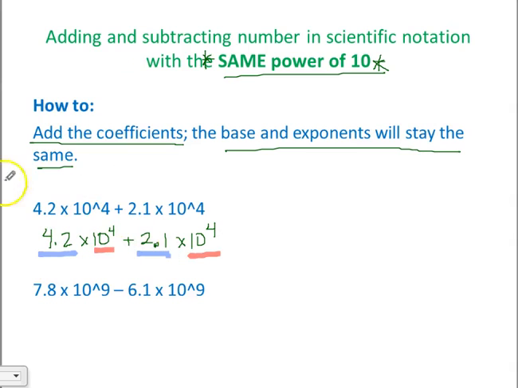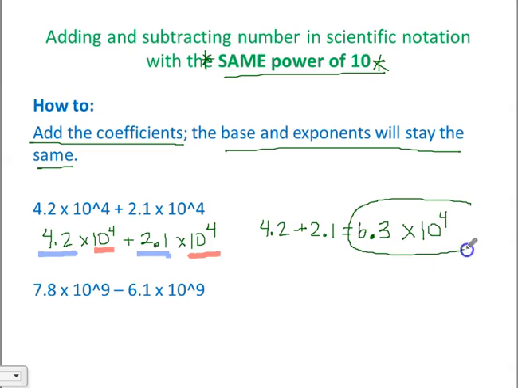So we're just going to add 4.2 plus 2.1. And what do we get? We get 1 plus 0.2 is 0.3. And then that 2 plus the 4 is 6, so it's 6.3. And then the base and the power will stay the same. So that would be our final answer, times 10 to the fourth. Same thing when we subtract.